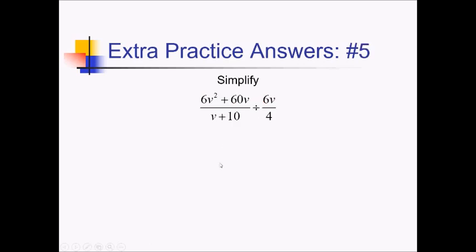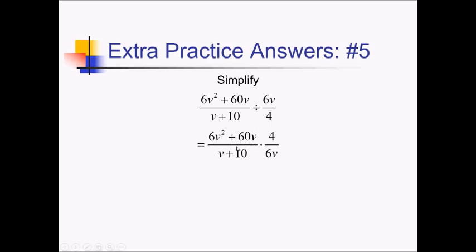To divide these fractions, let me same change flip on this one. So keep the first fraction the same, change this to multiplication, and flip the second fraction. So the reciprocal of that second one then is 4 over 6v. And again, we now have multiplication of that. And before I actually do multiply, let me factor out and cancel what I can.